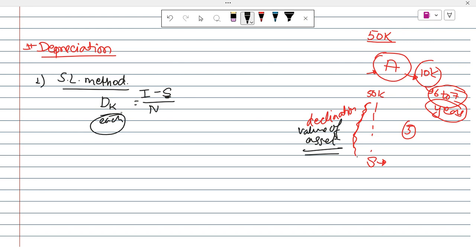Here our inflation is absent. Our money doesn't get affected by inflation.